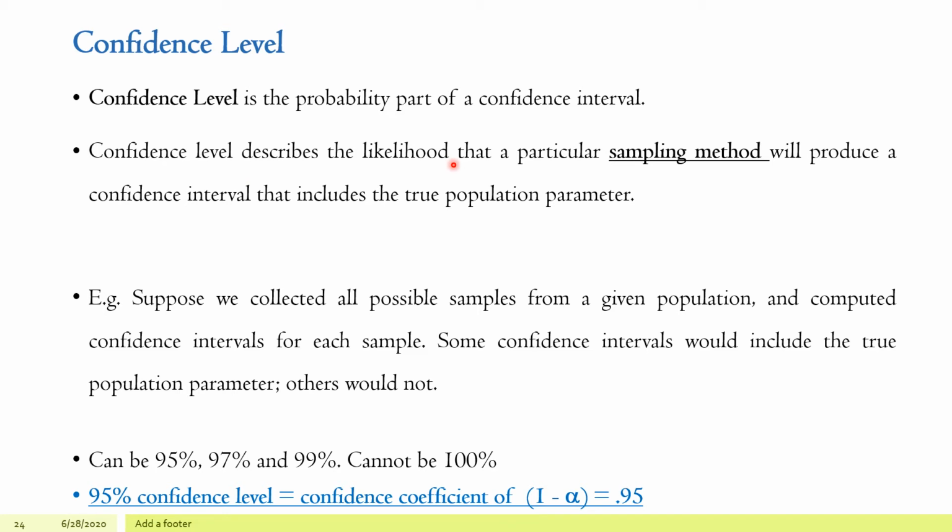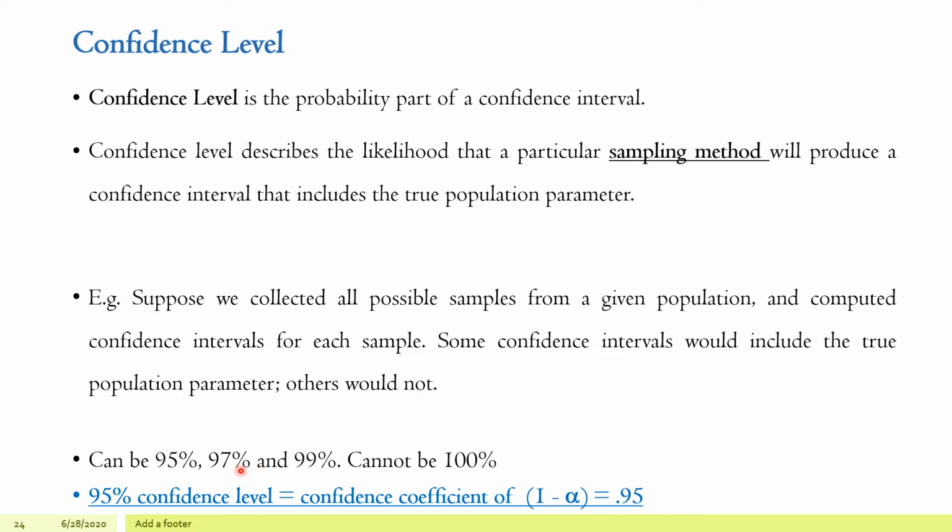Confidence level is the probability part of confidence interval. Confidence level describes the likelihood that a particular sampling method will produce a confidence interval that includes the true population parameter. Example, suppose we collect all the possible samples from a given population and compute a confidence interval for each sample. Some confidence intervals would include the true population parameter, others would not. For example, 95% confidence means 95% of the intervals you have selected would include the true population parameter, but 5% will not.